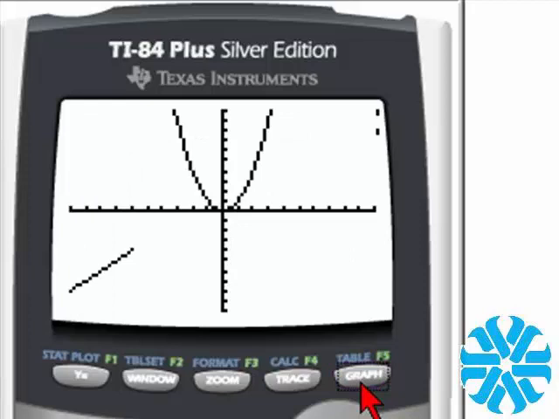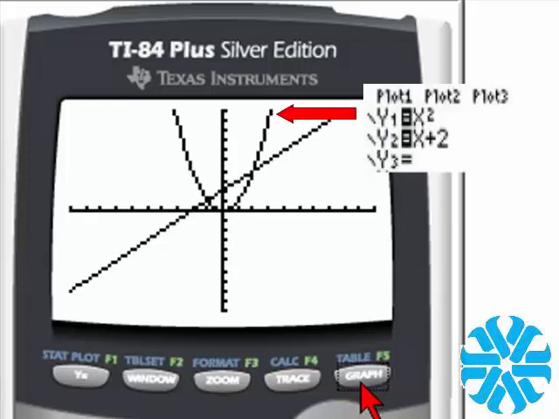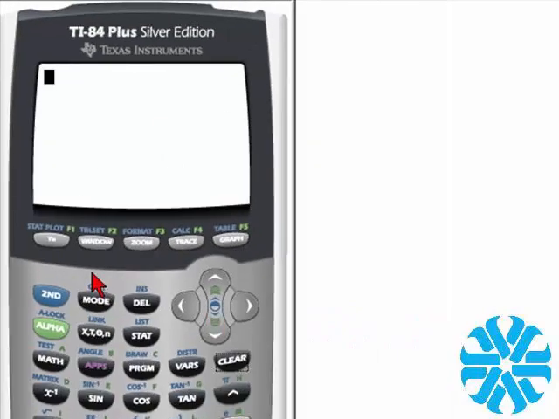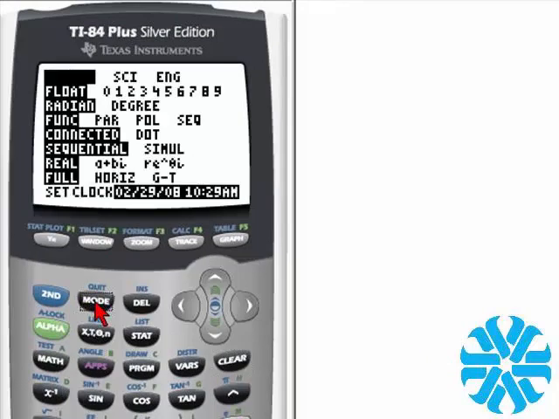So there's x squared, and there's x plus 2. So it plotted the first function, and then it plotted the second function. So it did it in order. Let's go back to the Mode button and see what happens in simultaneous mode.